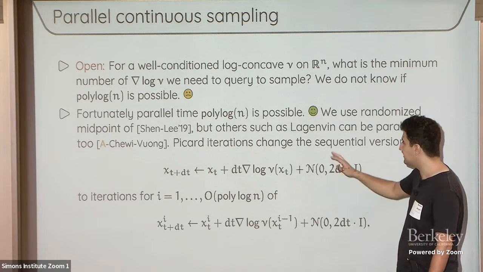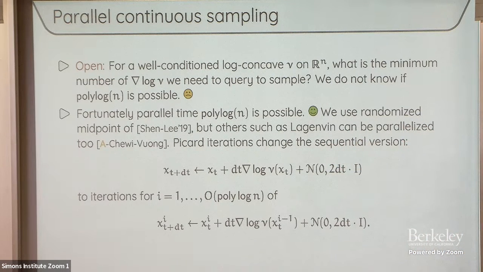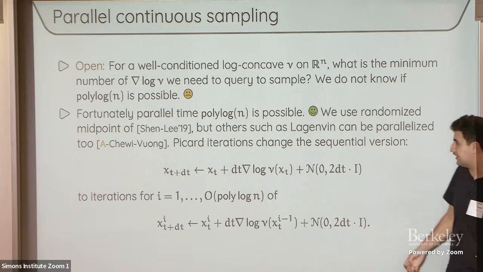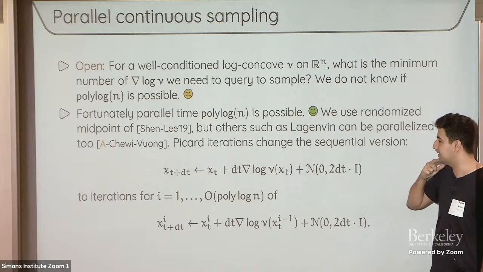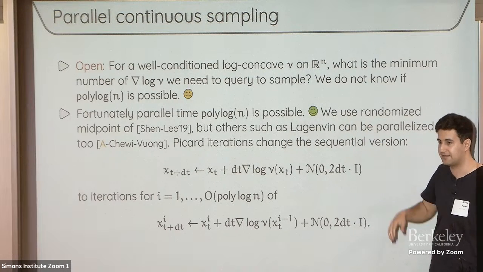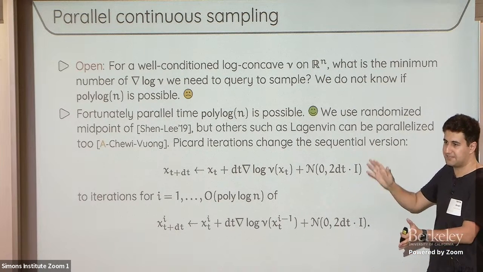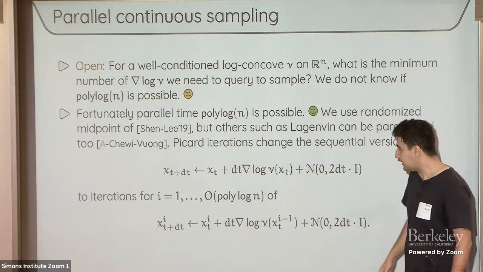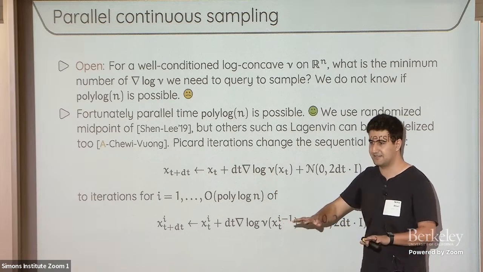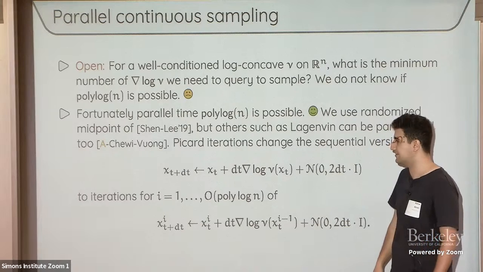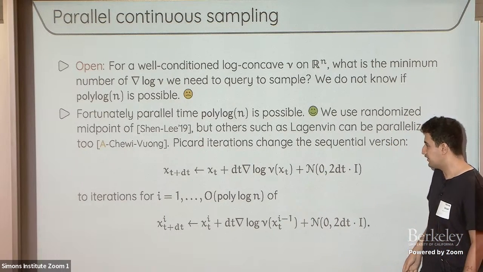But let me tell you the idea that goes behind these sorts of algorithms at least. In our ongoing work, we use basically the same parallelization idea for a different sampling algorithm. What goes into parallelizing sampling algorithms that you might be familiar with is you always have some sort of stochastic differential equation that you have discretized. Here I've written the discretization of Langevin dynamics. So what does it say?